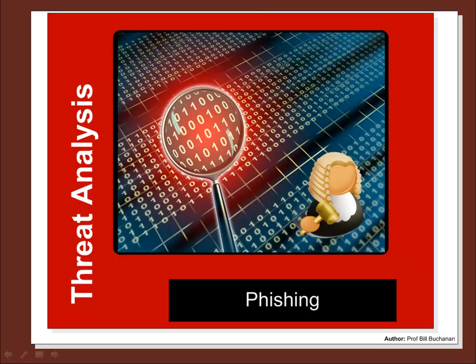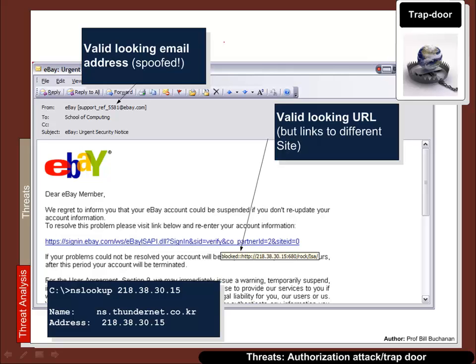Another particularly difficult current threat is phishing. With phishing, an external intruder will often phish for user data. In this case, we can see we have a perfectly valid looking email that's sent, but unfortunately it's fairly easy to spoof email addresses. So in this case we have a spoofed email address.